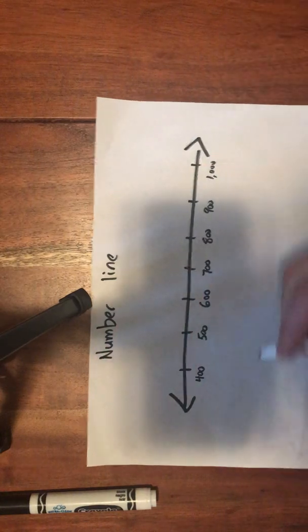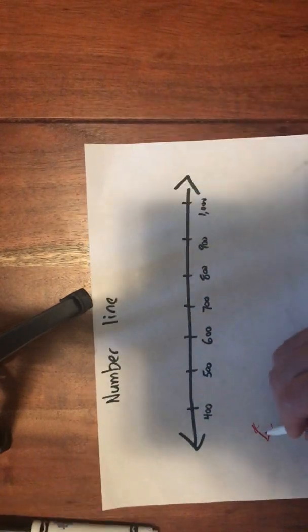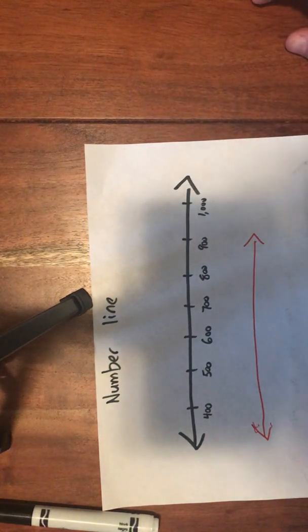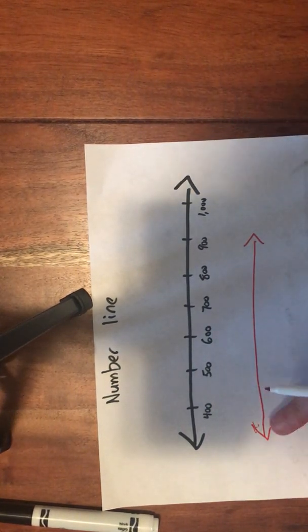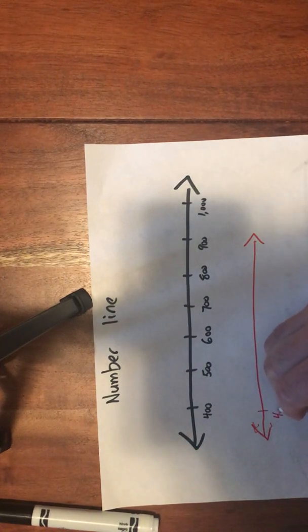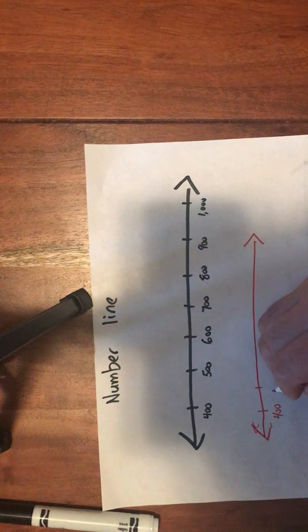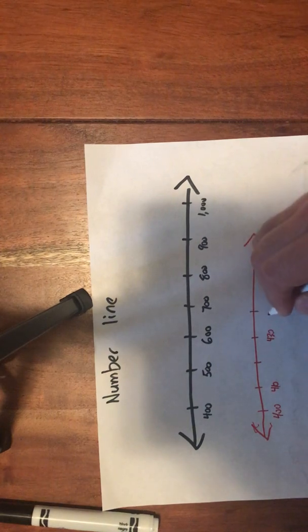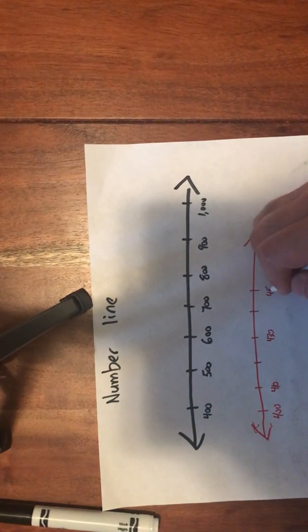I'm going to take my red marker and I'm going to make one more number line. And you see again, it's nice if it's neat, but it doesn't have to be perfect. I'm not going to throw out my paper just because I made a mistake. I'm going to start labeling it. And let's start at 400 again. 400, 410, 430, 450.